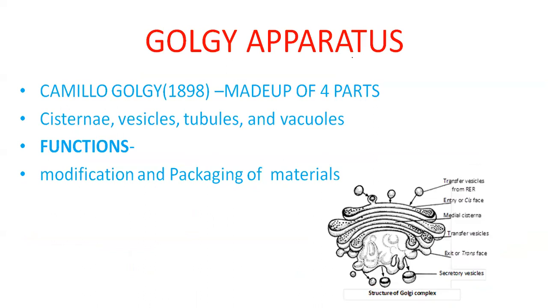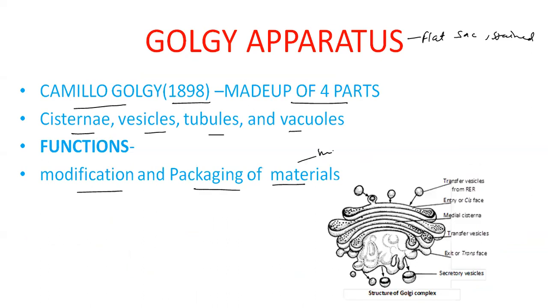Next is the Golgi apparatus. The Golgi apparatus is a flat sac-like stained structure. Without staining, you can't see it. Camillo Golgi first saw it under a microscope in 1898. It is made up of four parts: cisternae, vesicles, tubules, and vacuoles. The function of the Golgi body is modification and packaging of materials. What materials? Protein.